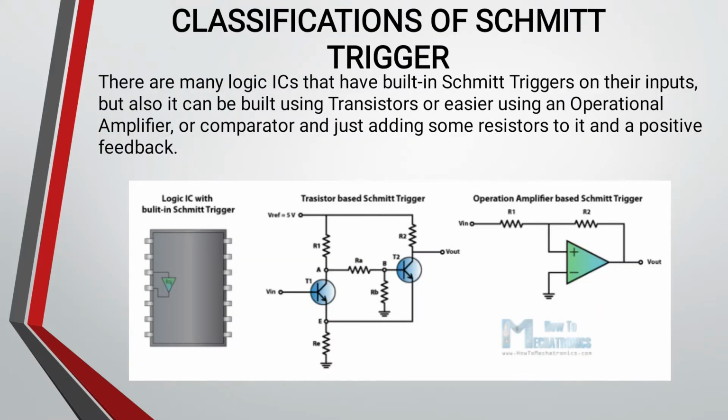Classification of Schmidt trigger. There are many logic ICs that have built-in Schmidt triggers on their inputs, but it can also be built using transistors, or more easily using an operational amplifier or comparator and just adding some resistors to it and a positive feedback. We have shown pictures of the IC, the transistor based Schmidt trigger and the operational amplifier based Schmidt trigger.